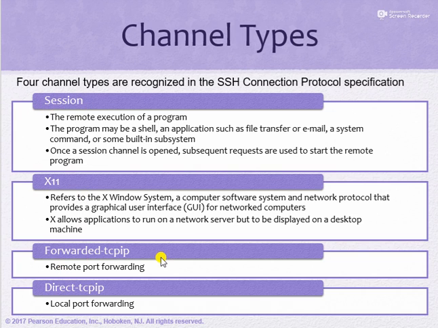Okay, there are four types of recognized channel in the SSH connection protocol specification, which are session, X11, forwarded TCP/IP, and direct TCP/IP. If it is session, it means the remote execution of a program. The program can be a shell or an application like file transfer or email or any system command. So once a session channel is open, subsequent requests are used to start the remote program.